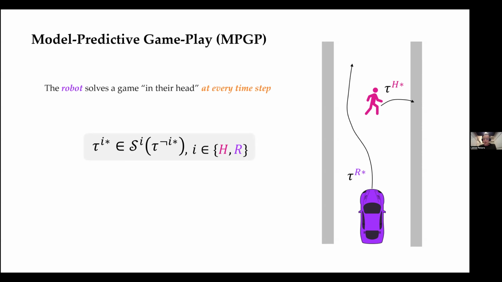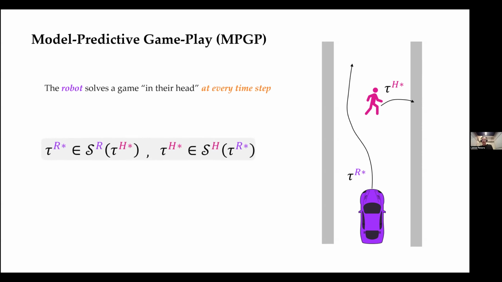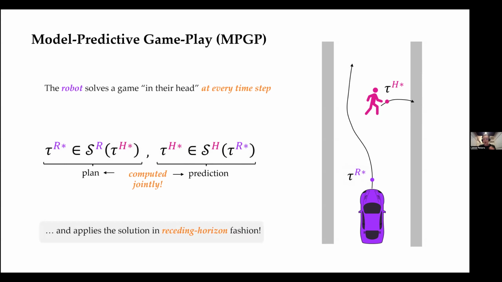And so that gives them two trajectories in this case. One for the human, which serves as a game-theoretic prediction of their behavior. And then also a plan for themselves, which is the corresponding best response. But importantly, both of these are computed jointly in a tightly coupled fashion. And that's exactly the strength of games, that they're effectively a tool for simultaneous prediction and planning in this framework. And so this model predictive gameplay idea is then that we do this at every time step, and we only ever apply the first portion of the plan.